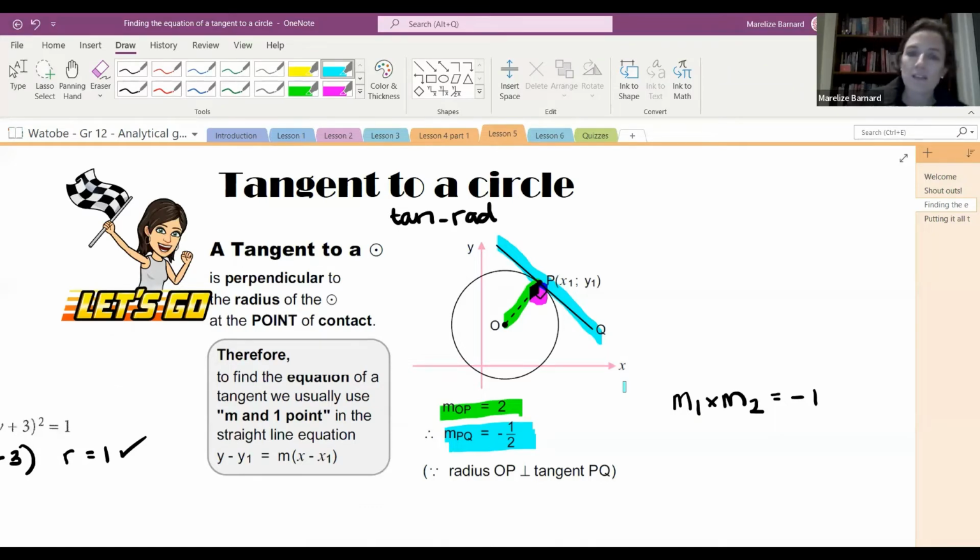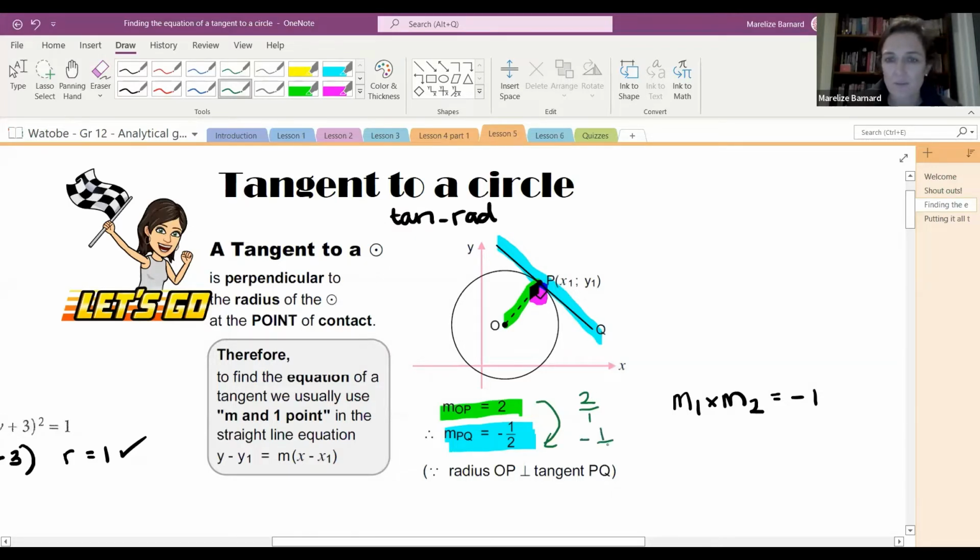So how did we get from the 2 to the -1/2 very quickly? Because that was very quick. If that gradient is 2/1, then what we do is we flip it over and we change the sign. So flip and change: flip the gradient over, change the sign.